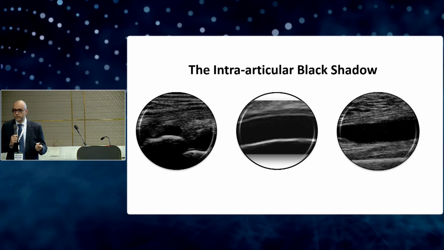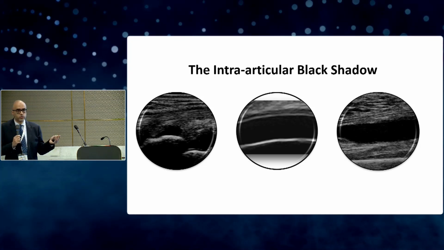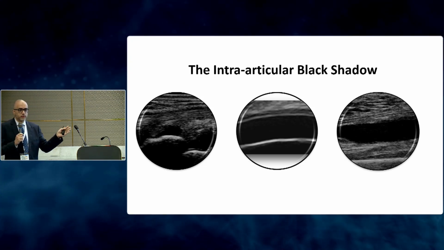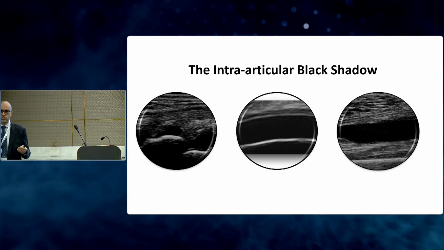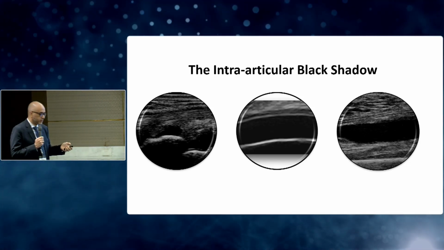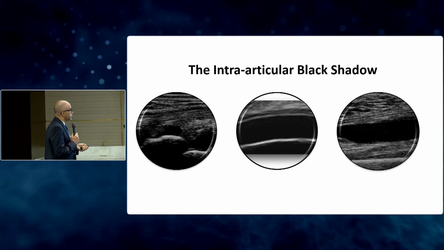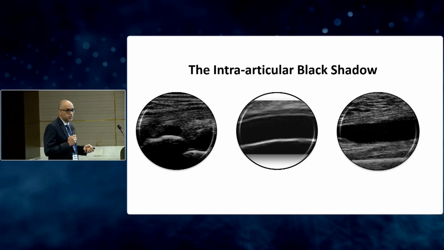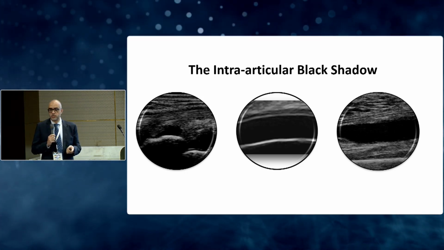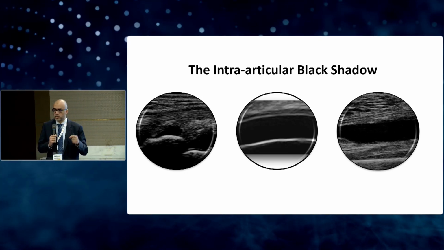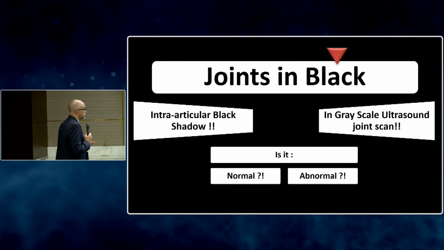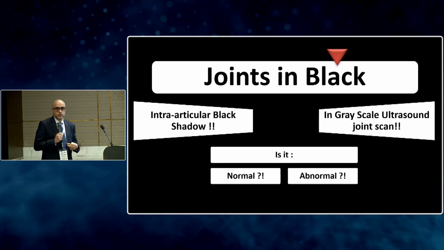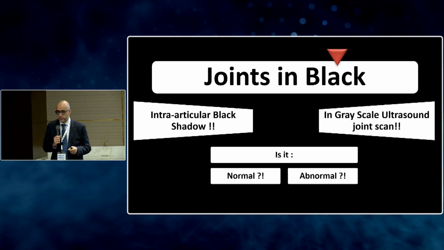All of us are visualizing grayscale imaging, with variants between the black side and the white side. So when we see a black shadow inside the joint, we have different images, all of them black inside the joint. When you see the intra-articular shadow inside the joint, we call it the joint in black. Sometimes it is normal, and most of the time it is abnormal.